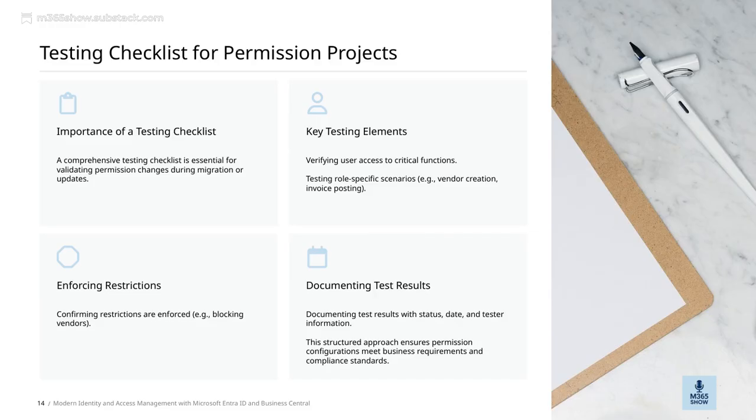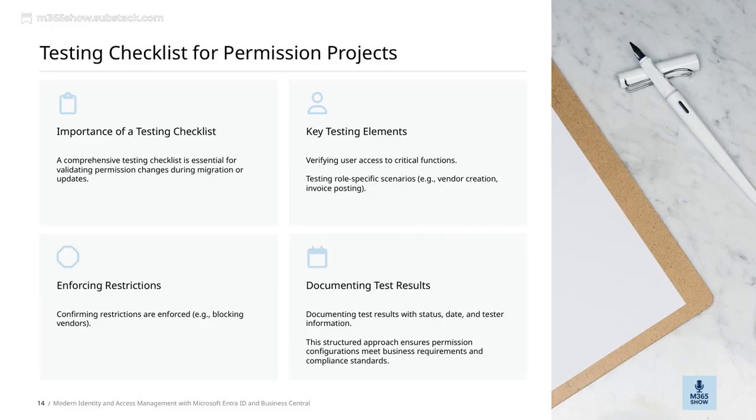For example, making sure that vendors cannot access areas they're not supposed to. Similarly, verifying user access to critical functions is essential, like ensuring only authorized personnel can create vendors or post invoices. That's why testing role-specific scenarios, such as vendor creation or invoice posting, is so important.